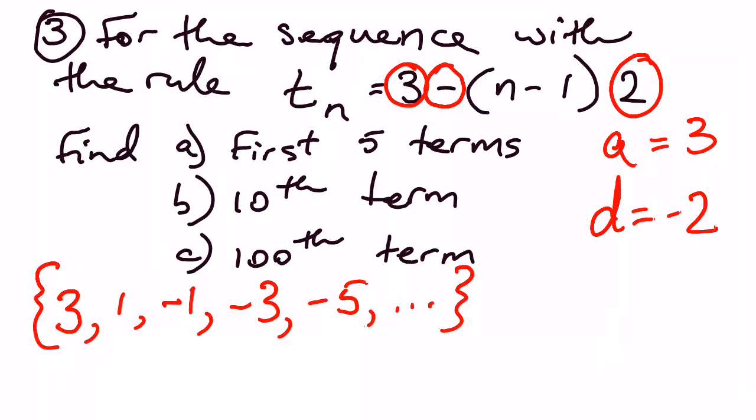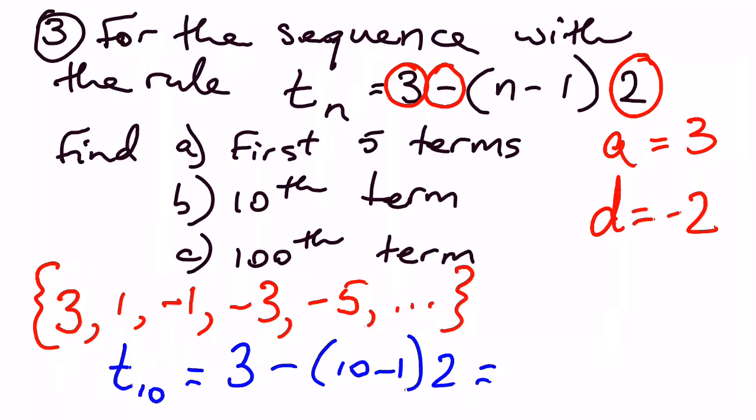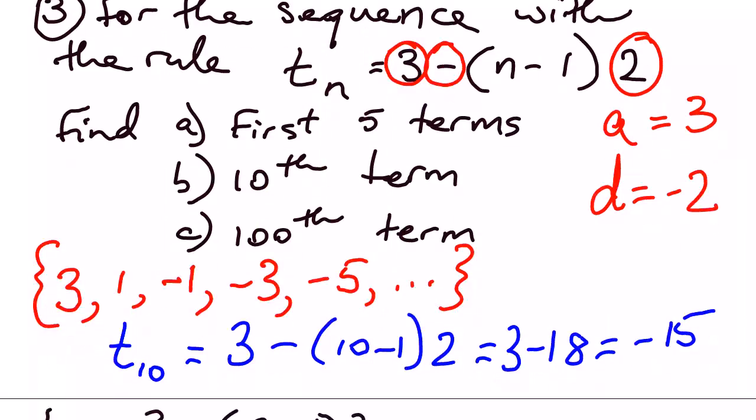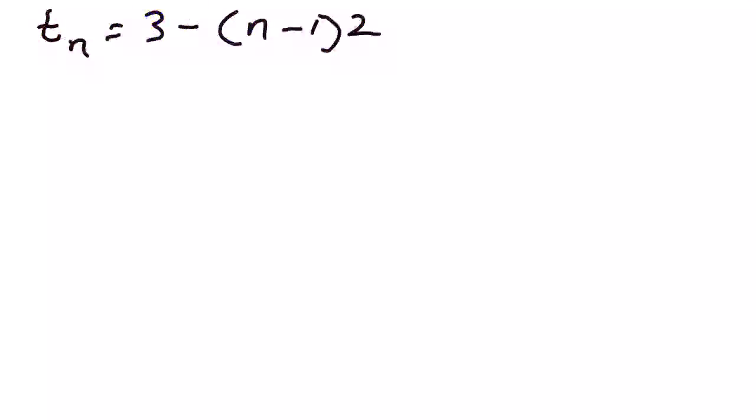All right, let's find the 10th term. Now I'm going to use my equation. T10, I'm going to put n equals 10 in. So I get 3 minus 10 minus 1 times 2. 10 minus 1 is 9, times 2 is 18. So it's 3 minus 18, which is minus 15. I'm going to run out of room. I think I've left room on the next slide. Yes, I have. And I've even given myself my equation there.